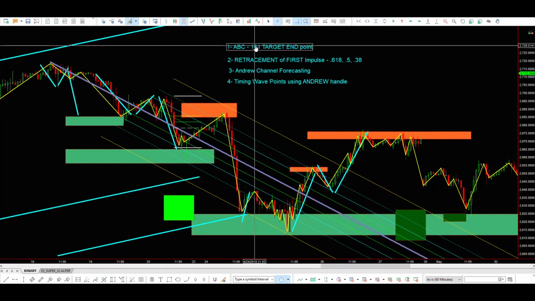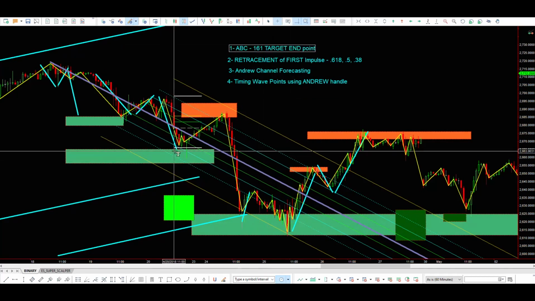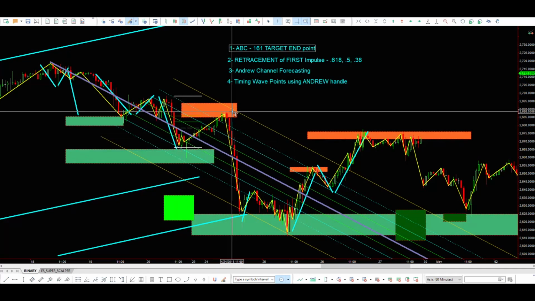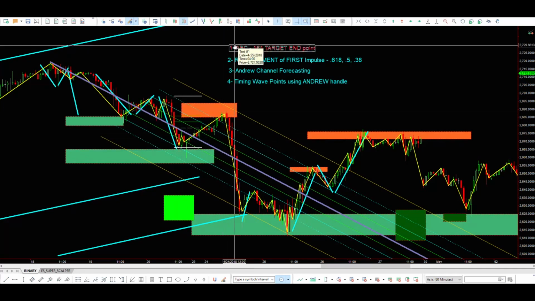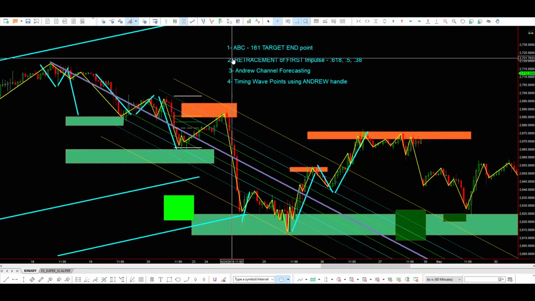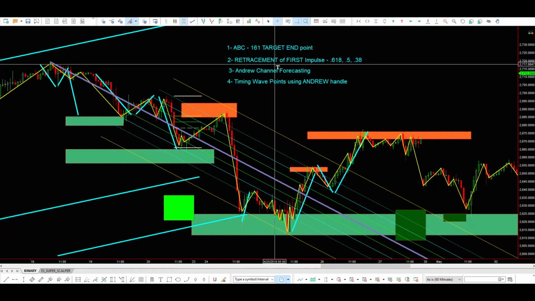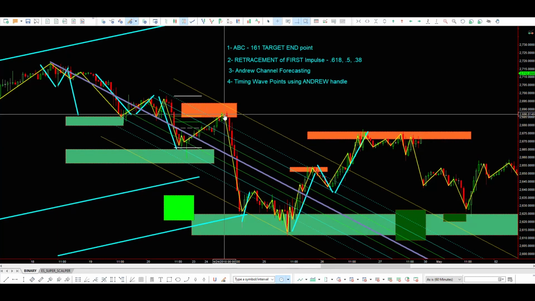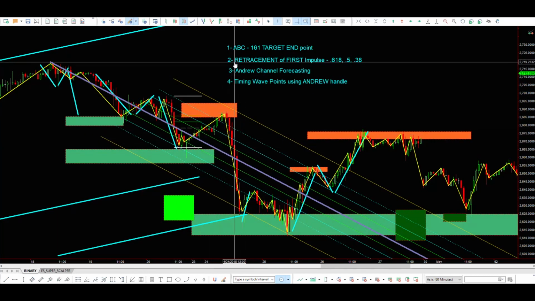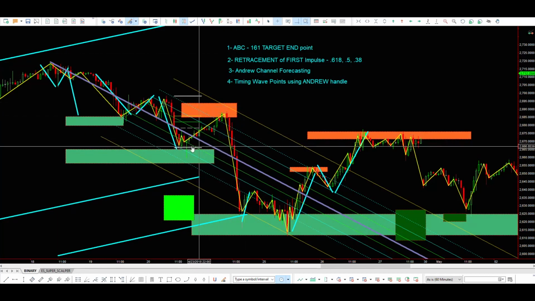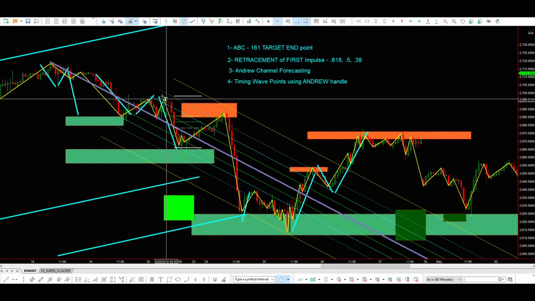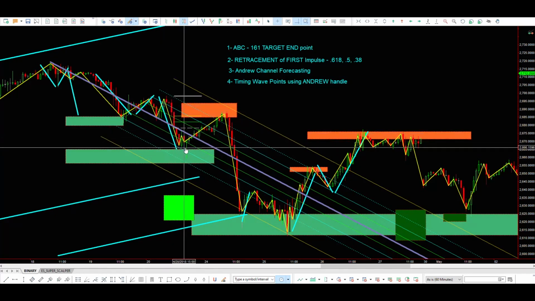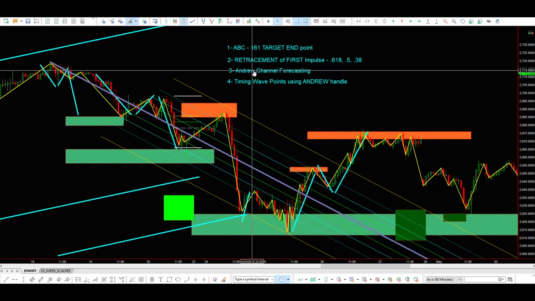Alright, so did we follow the first one? Print it out. Where is my ABC? Well, from this small ABC, this is printed. Okay, number 1 is done. We know number 1 where it is. Number 2, retracement of first impulse. First impulse is this, boom. Retracement is here. They coincide. Yes, they both came together. ABC endpoint of this and retracement of this prior wave came together.